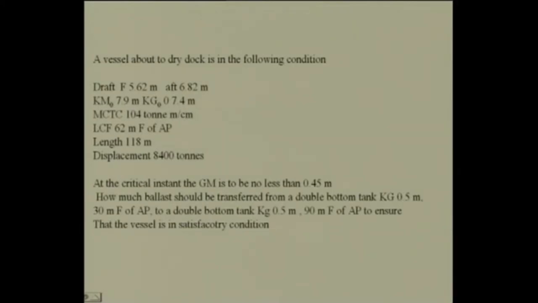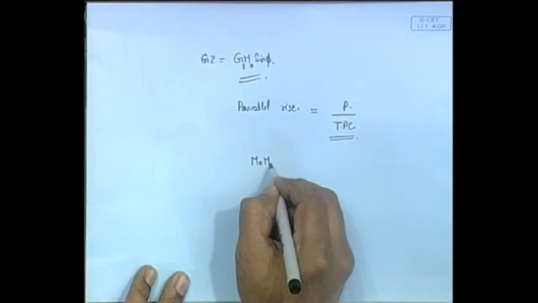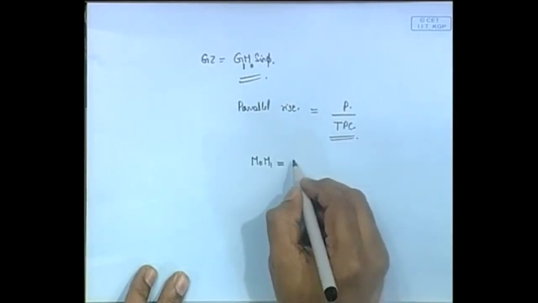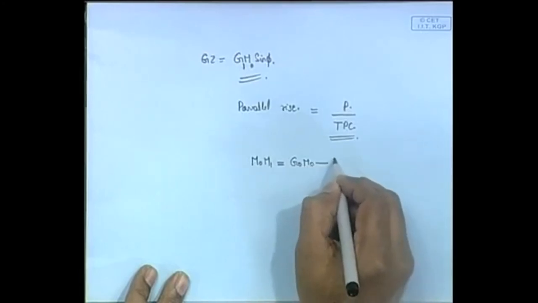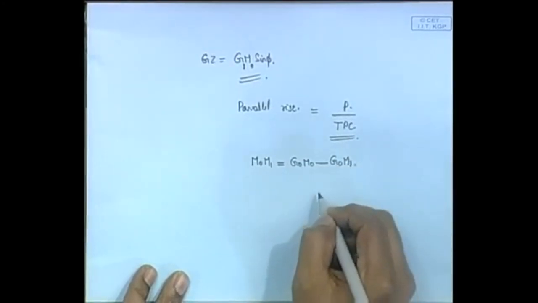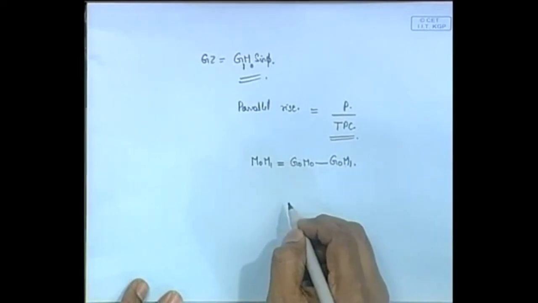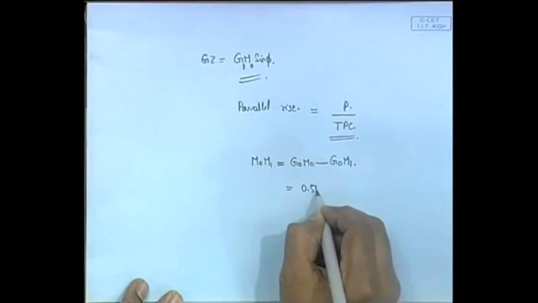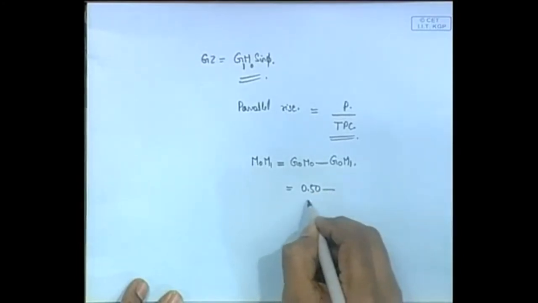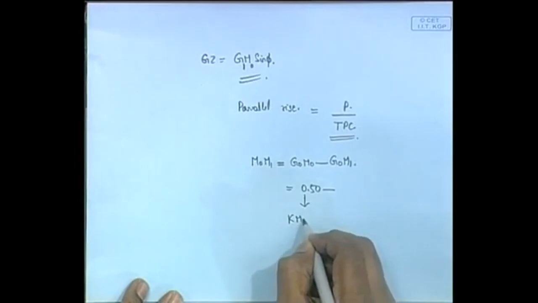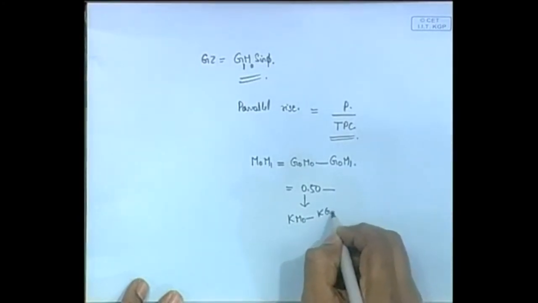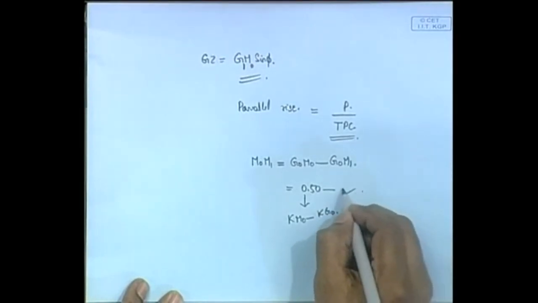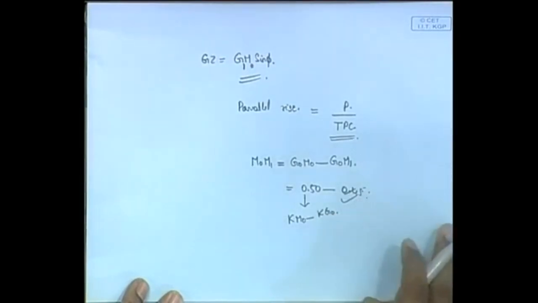So, I will just quickly write the steps. You do M0, M1 which can be found. You can do it using this formula. It will be G0, M0 minus G0, M1. You can write it either like this or using G0, G1, it is the same thing. It is equal to your initial G0, which is given as 0.5. If you know all these formulas, then these problems can be done. KM0 minus KG, minus G0, M1 is given as 0.45. So, this can be done quickly.